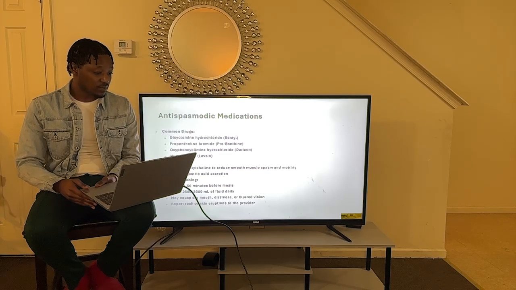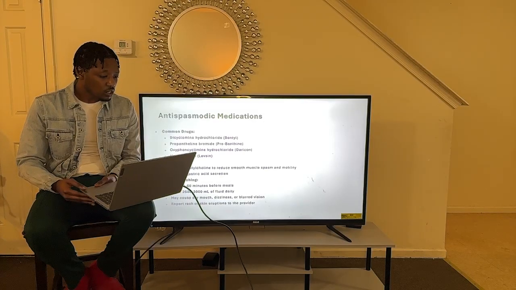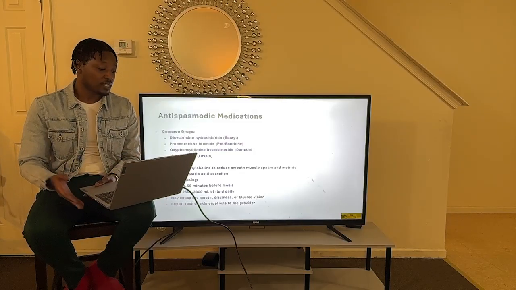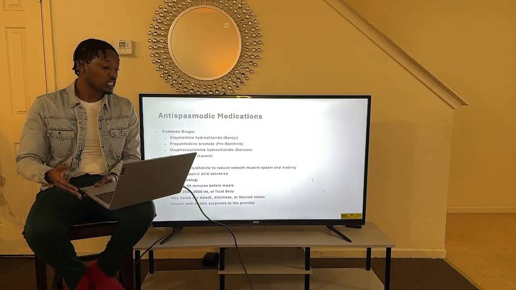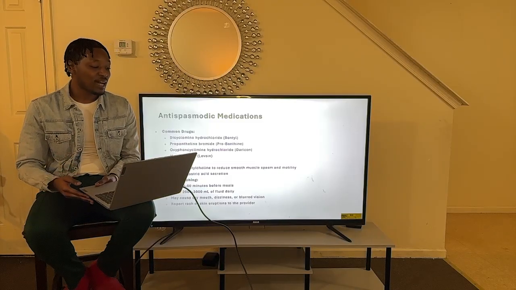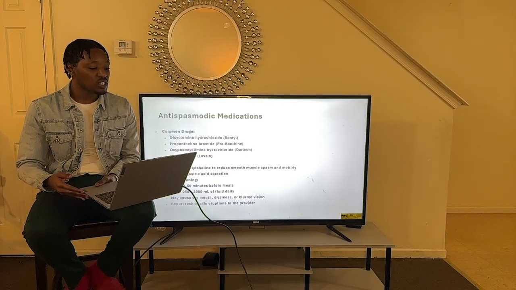Antispasmodic medications. The common drugs include dicyclomine hydrochloride, which is your Bentyl, and all of these other listed meds that y'all can see have very long names that I'm not about to keep trying to pronounce. The actions of these antispasmodic medications is to block acetylcholine to reduce smooth muscle spasm and motility. It also inhibits gastric acid secretion.